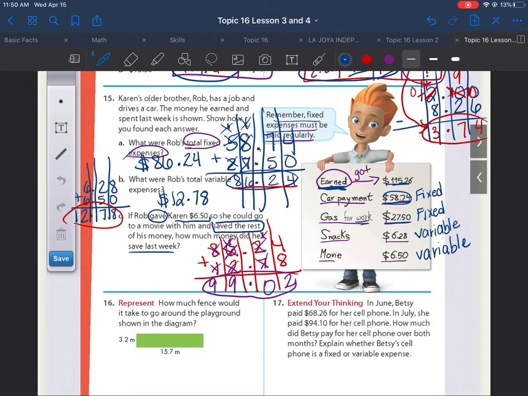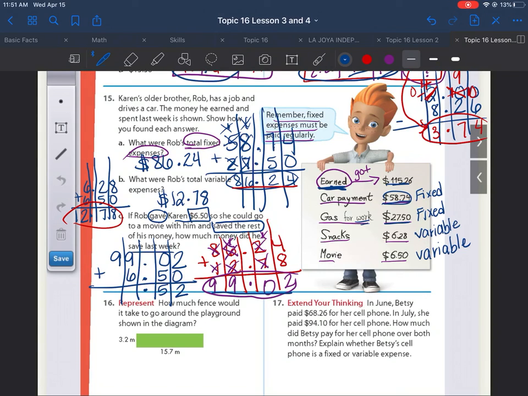But I'm not done. It says that he gave Karen $6.50. If he's giving her, that means he's sharing money. So that means that he's also spending it. So he spent $99.02. And I'm going to add the $6.50 that he gave Karen.